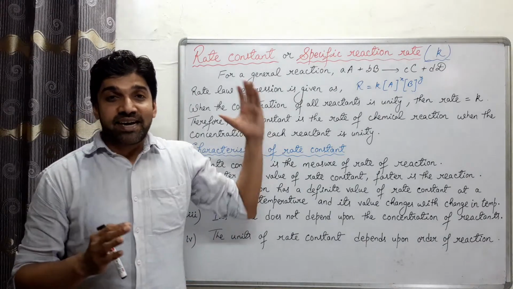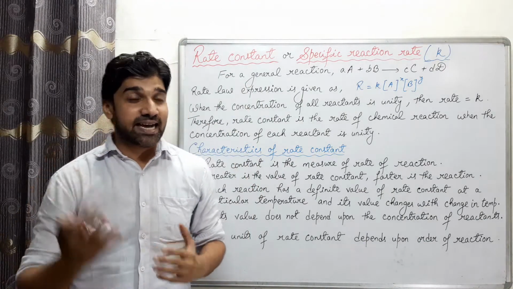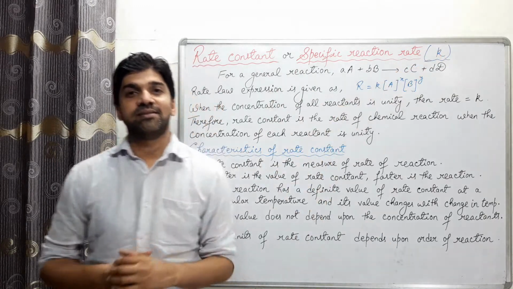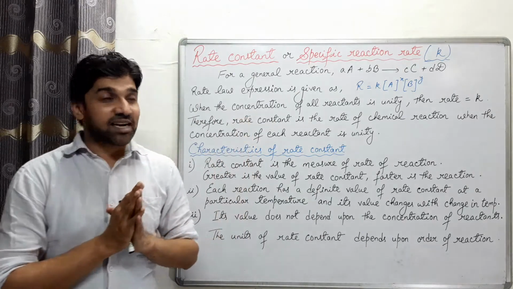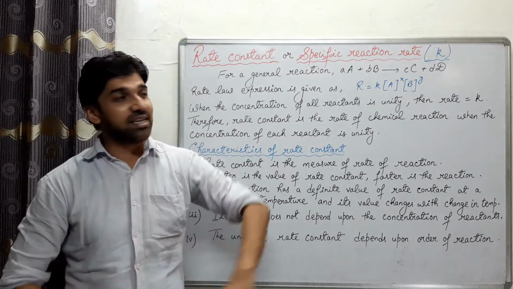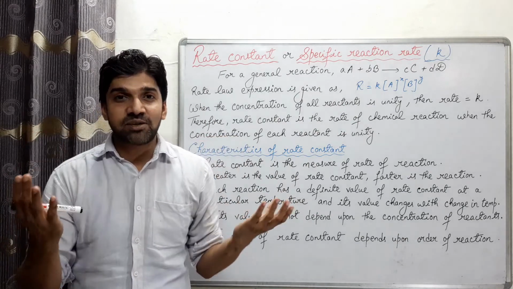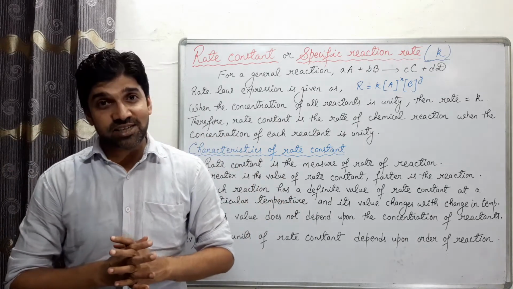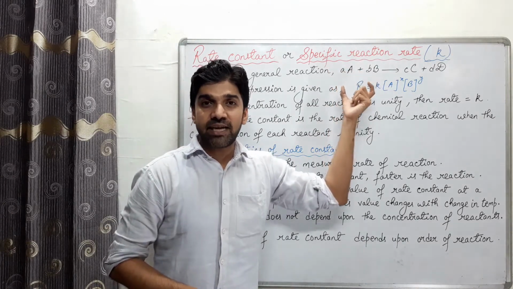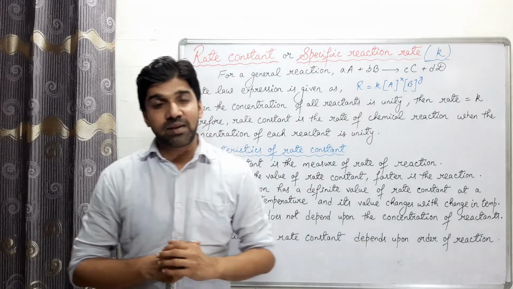Yes, now we'll discuss the rate constant, also known as velocity constant. It is also named as specific reaction rate, and the symbol is small k. And we have just explained that for the reaction in which a moles of A combine with b moles of B to form c moles of C and d moles of D, the rate expression, or the rate law, or the rate equation, is given as: the rate of chemical reaction is equal to rate constant k into molar concentration of A to the power x into molar concentration of B to the power y.